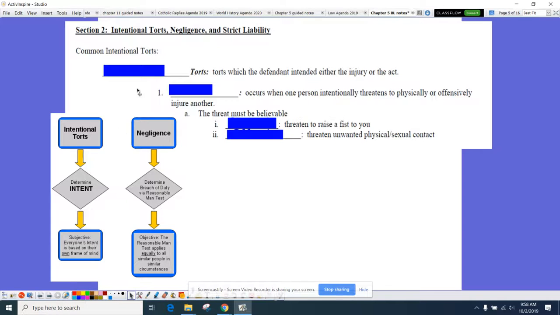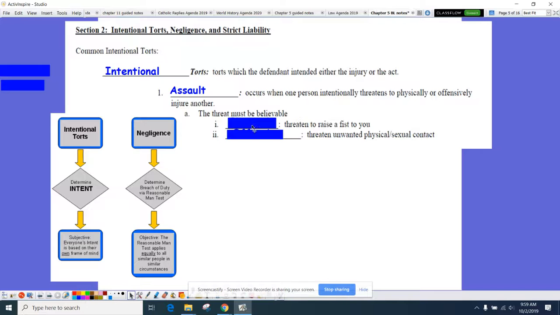Here we go. So there are some different common intentional torts. An intentional tort is a tort in which the defendant intended either to injure or to do a certain act. An example would be assault. This is when a person intentionally threatens to physically or offensively injure another person. It doesn't necessarily mean that you touch them, but it's the idea that you have maybe spoken some words that might lead people to assume that's what your intentions are.